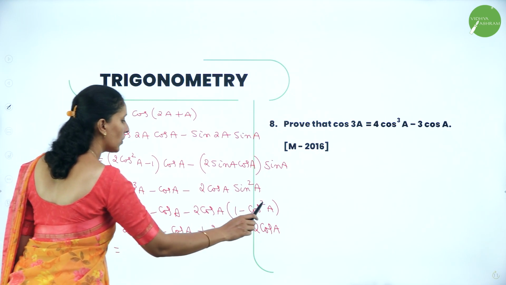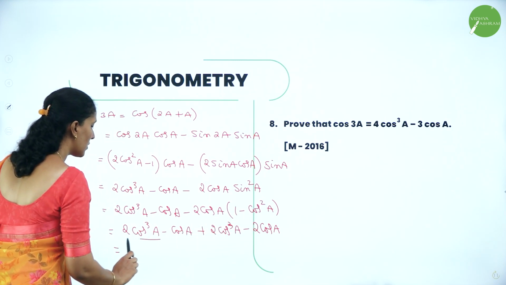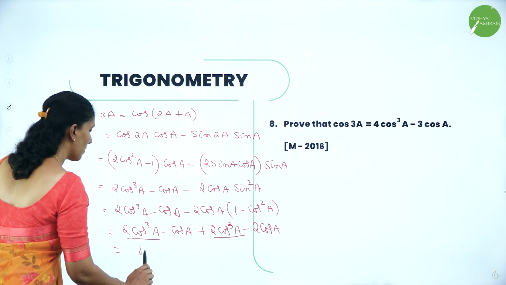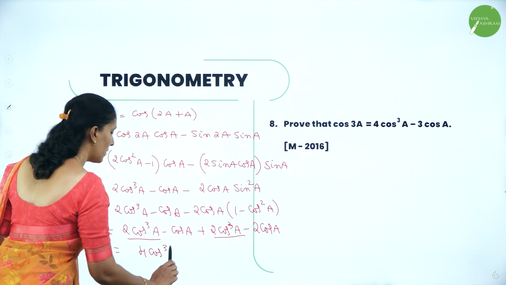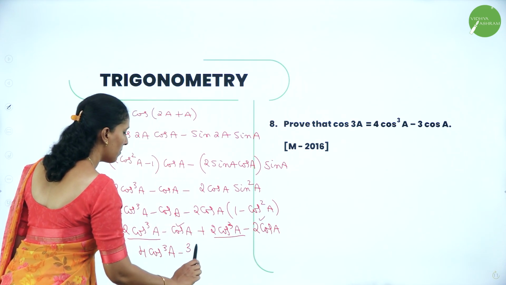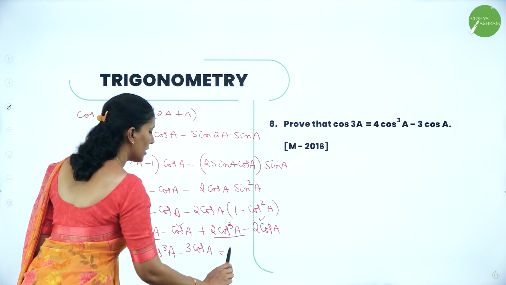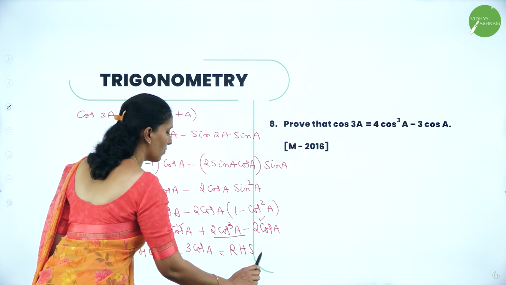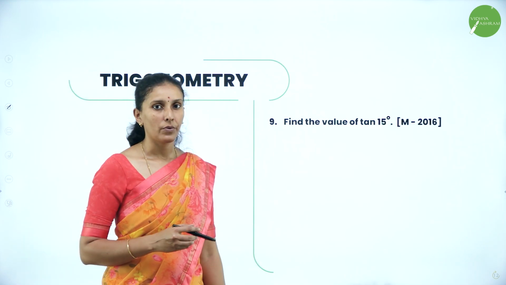This is cos a into cos square, cos cube. 2 cos cube a plus 2 cos cube a becomes 4 cos cube a, minus cos a minus 2 cos a becomes minus 3 cos a. So that is the right hand side. Hence we proved. Next question.